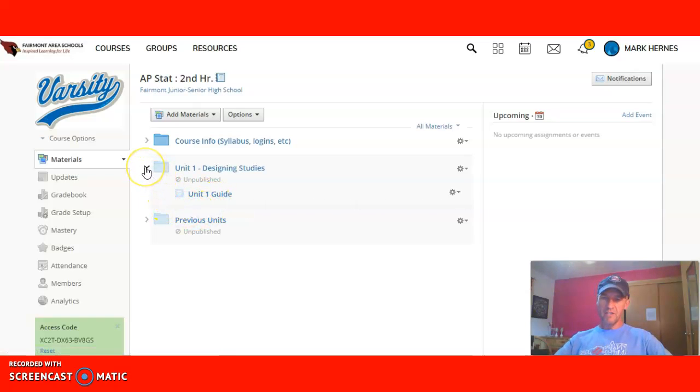Then my vision for this is that as the course goes on, after Unit 1 is done, Unit 2 will be up here. Unit 1 will go in the previous units folder, which again is unpublished right now, but it will be there. And then when Unit 2 finishes, that will go in here as well. So kids can always access those things, previous units, whatever, but only the current unit will be up here. They won't have to try to navigate which one are we on again. It'll be the one at the top, other than the course information.